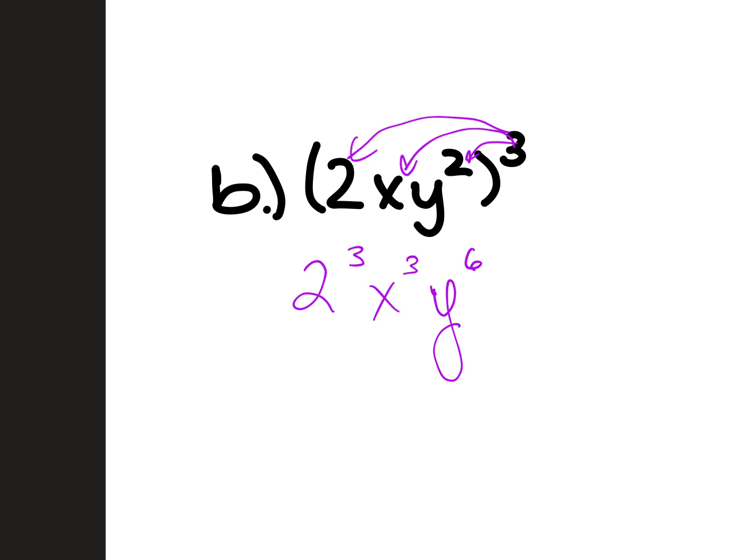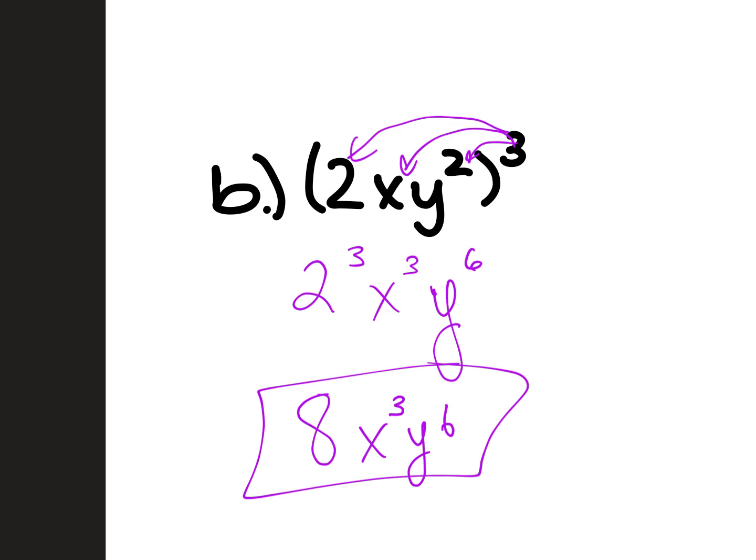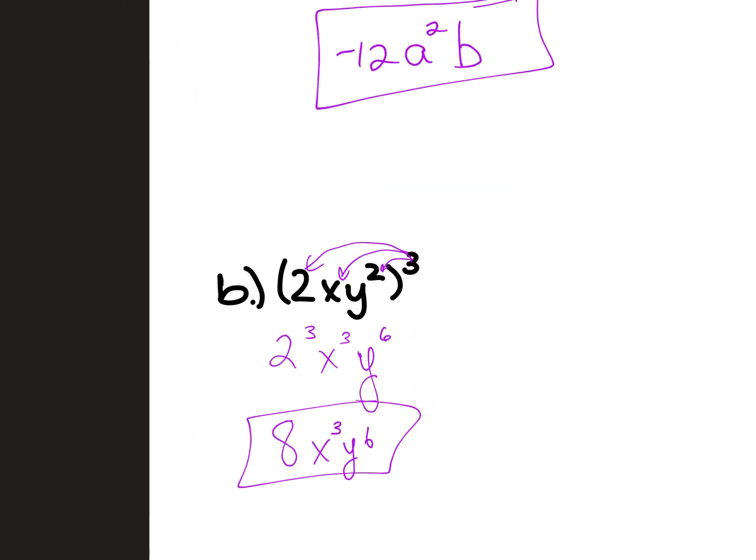Why would I take 2 points off? Because you didn't simplify enough. Yep. What else can you simplify? The 2 to the third. 2 to the third is what? 8. 2 times 2 is 4 times 2 is 8. Remember, it's 2 times itself 3 times. So it's 8 x cubed y to the 6th. Good. That's the most you can do.